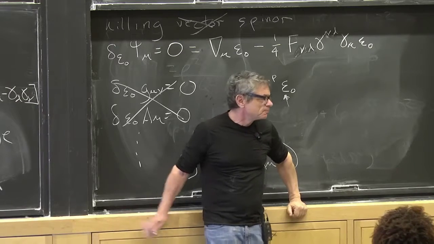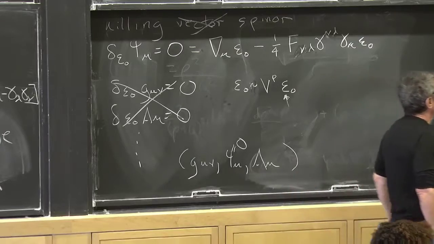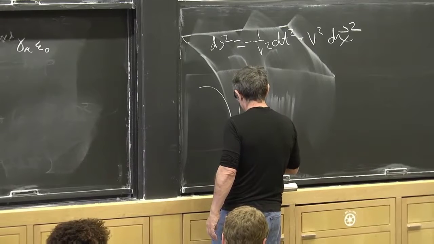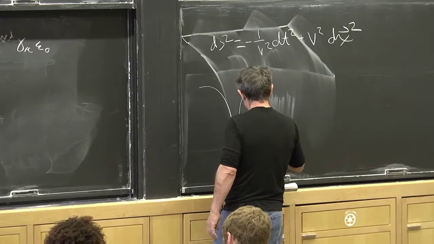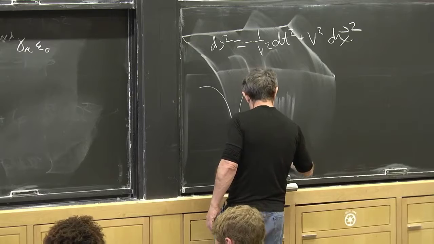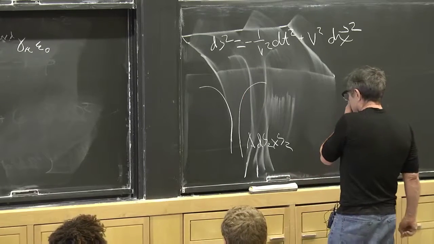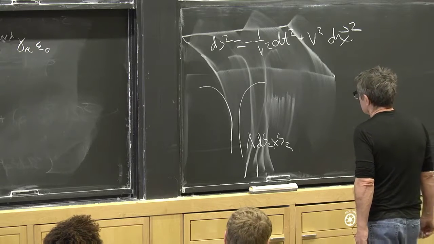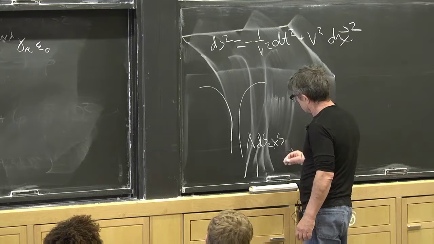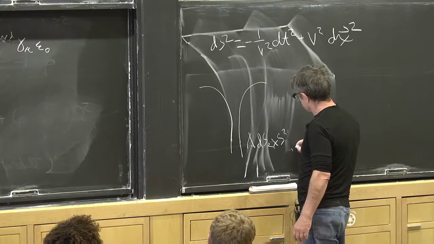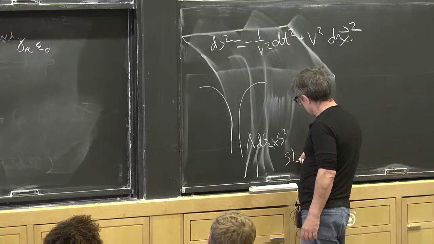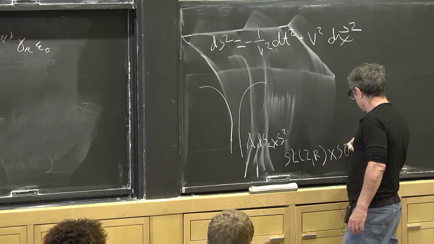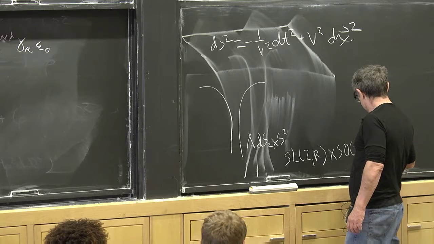Now, when we look down at the bottom of these throats, we have AdS2 cross S2. And AdS2 cross S2 corresponds to an SL(2,R) times SO(3) isometry group.